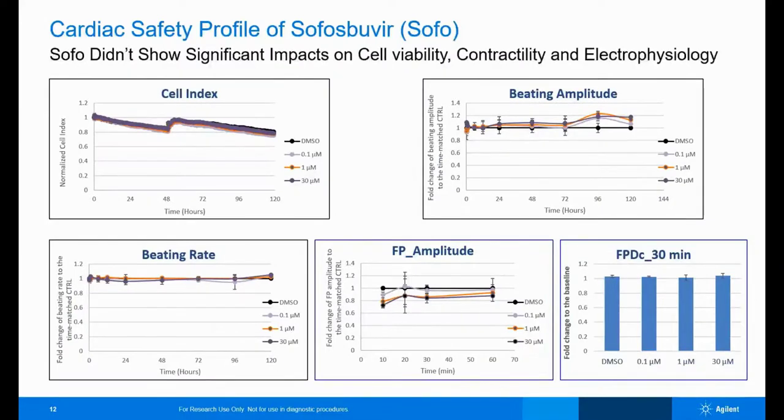Like the influenza drug, this anti-hepatitis C virus drug seems to be safe in vitro as well. Even though we detected an increase in the beating amplitude 4 days post-drug and a reduction of IP amplitude from 10 minutes to 30 minutes post-drug, these changes are very transient and also on the border of the threshold for cardiac active compound.